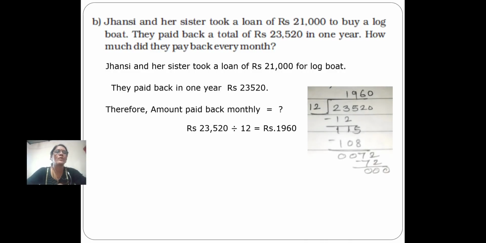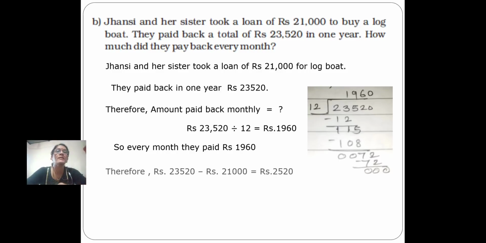Yes, can you see the working I have done there? Yes, 12 ones are 12. Then 23 minus 12, I get 11. Bring down the 5. 12 nines are 108. 115 minus 108, I get 7. Bring down the 2. 12 sixes are 72. Bring down the 0 and put it in the quotient. Yes. So, how much money have they paid every month to the bank? Yes, they have paid rupees 1,960. So, every month the sisters paid rupees 1,960.